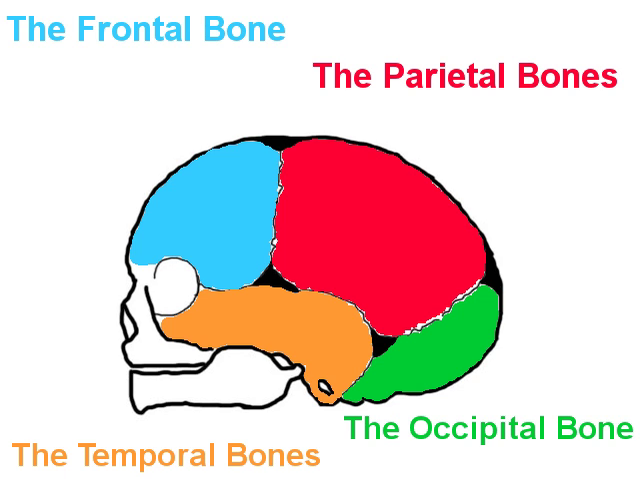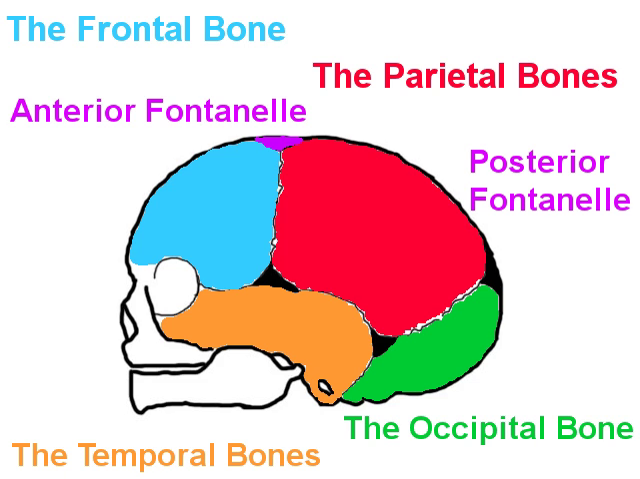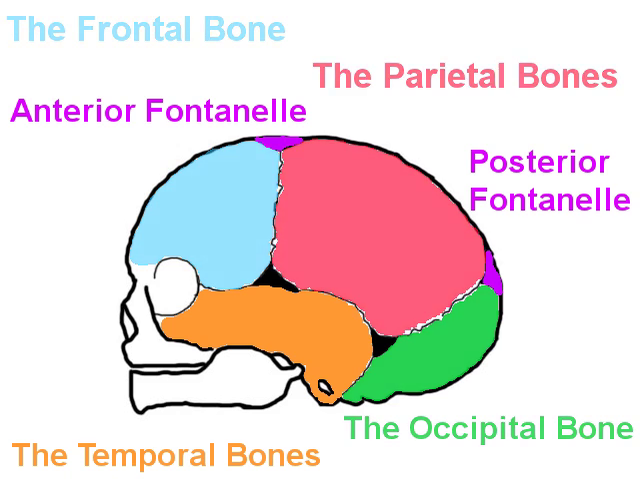There are other parts of the skull that the midwife also needs to know about. The anterior fontanelle is a diamond shape found towards the front of the skull. The posterior fontanelle, which is triangular in shape, can be found towards the back of the skull.